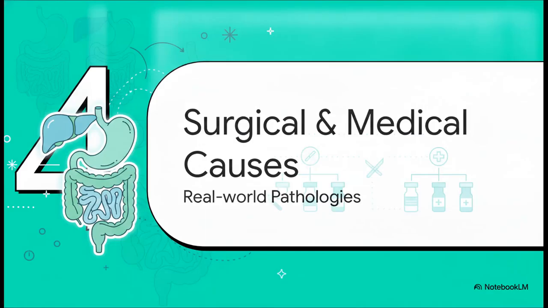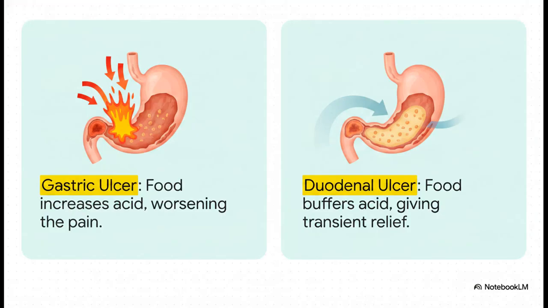Okay, let's move on to Section 4, surgical and medical causes. Let's see these rules in action. Let's compare peptic ulcers. The classic difference between a gastric and a duodenal ulcer isn't the type of pain, it's the timing.